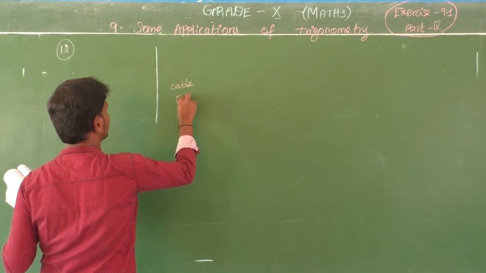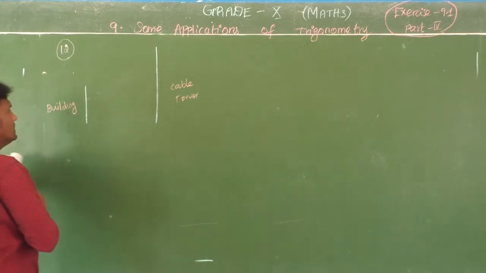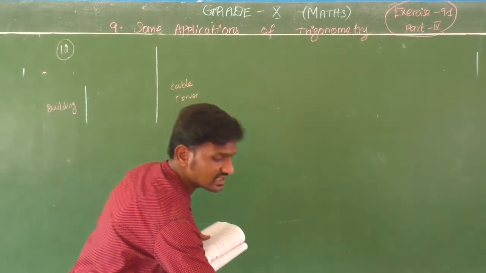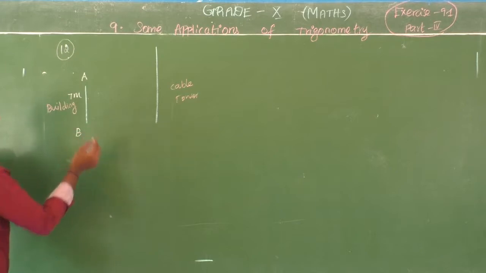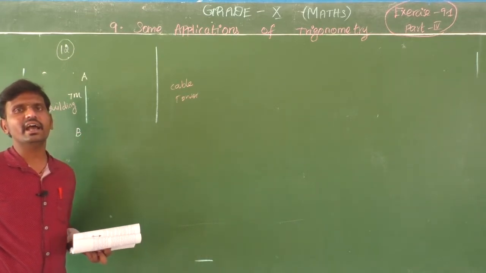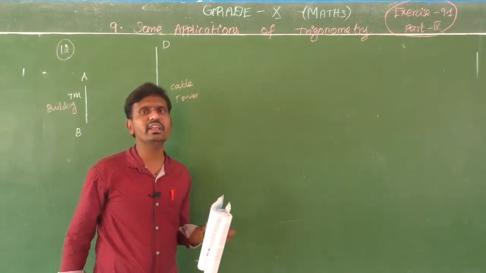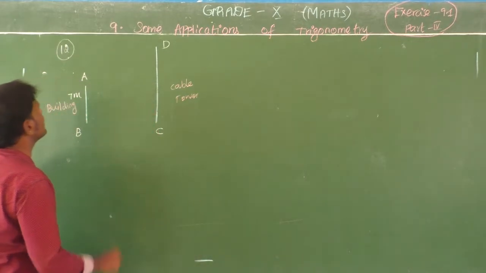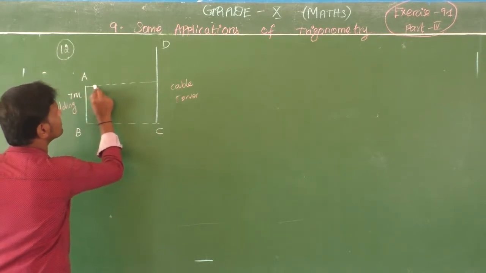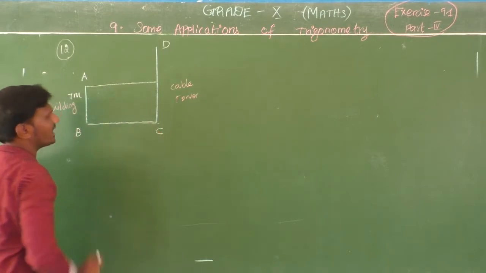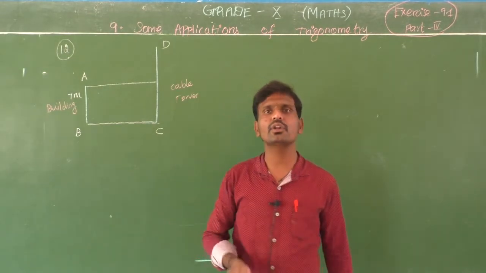Cable tower, this is a cable tower and this is a building. The height of the building is given to you as 7 meter. What is the height of the building? 7 meter. So let AB be the height of the building, and CD be the height of the tower. First I am going to join this to that. Why? This is my height. If I am moving somewhere, the same height only is occupied.